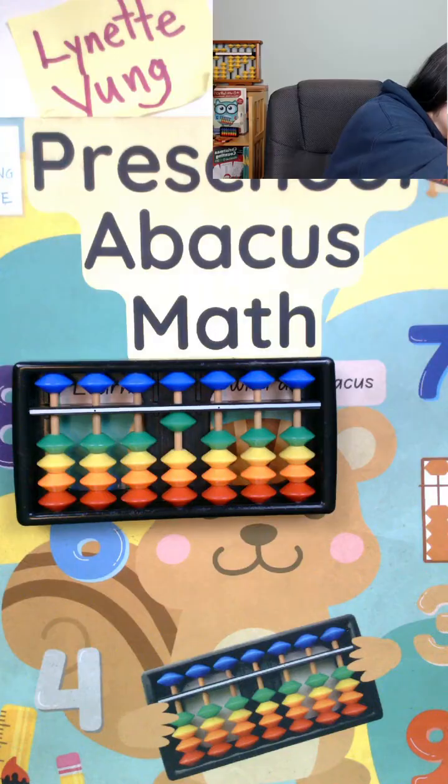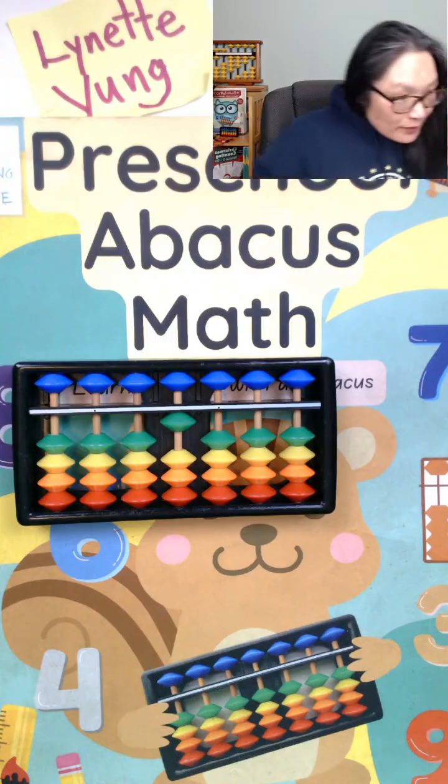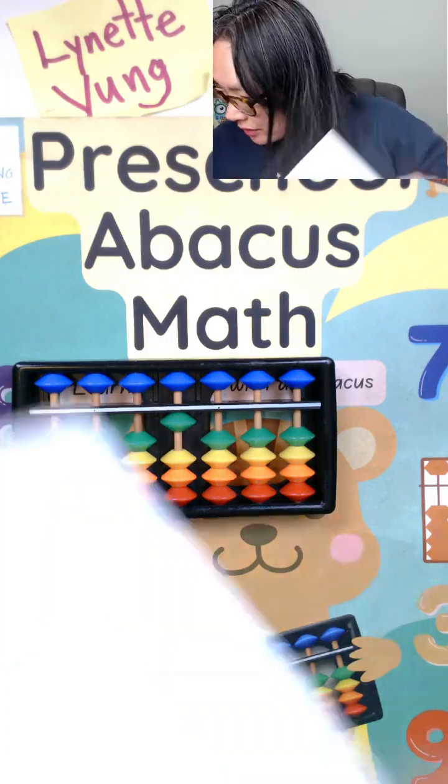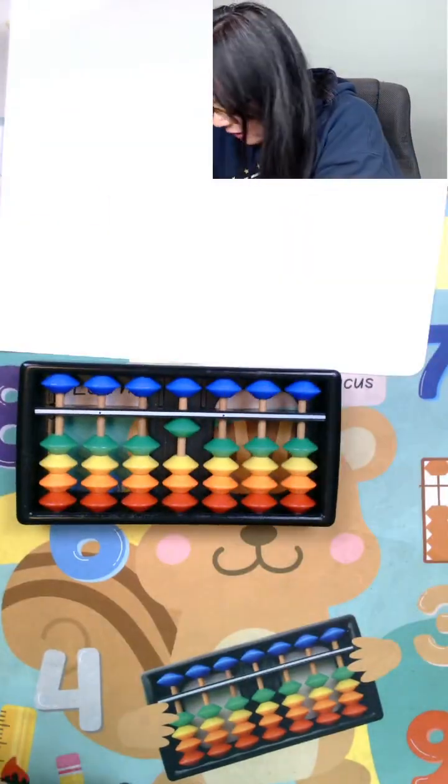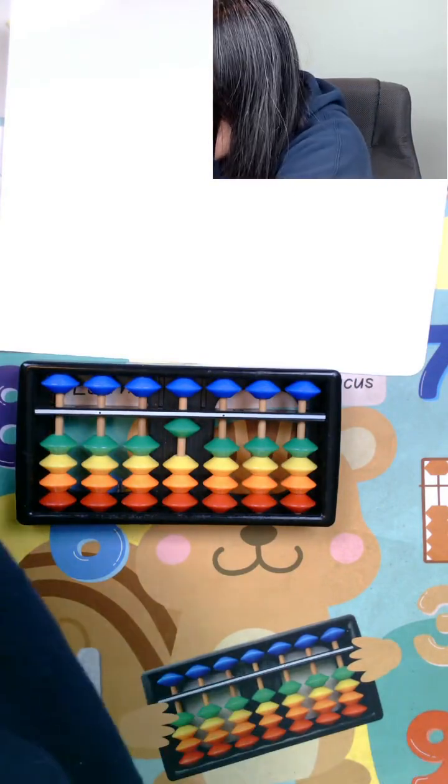So we're continuing to learn how to read the abacus, and I'm trying to look for some papers that I have, and I don't have my papers. So I'm just going to use this. What is this for? This is just going to tell me that I'm going to write my number.